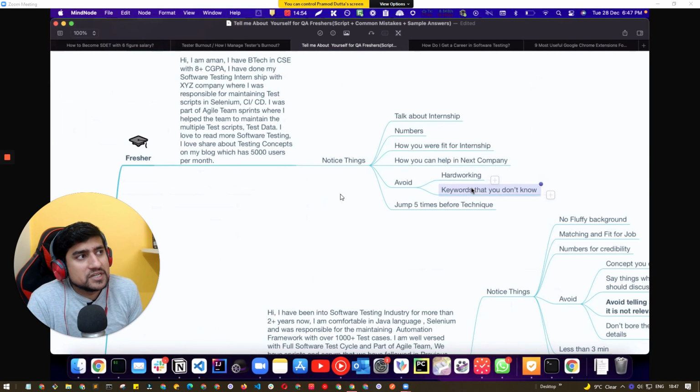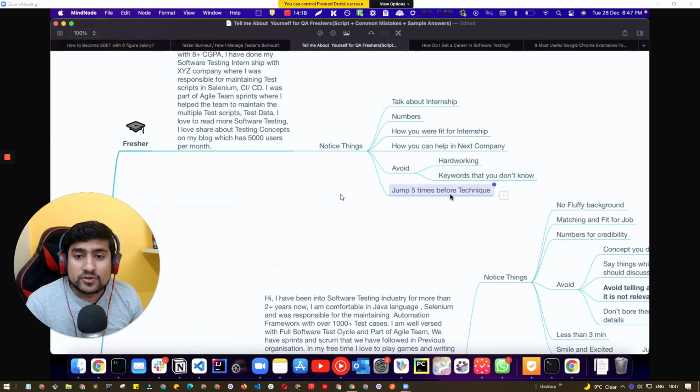Also avoid keywords you don't know. Keywords you don't know basically means a fresher will say, "I know Java and Spring Boot. I have worked on Spring Boot too." But the next question, trust me, will be related to Spring Boot. So if you don't know it, don't mention it, especially if the job keywords never mention that you need to know Spring Boot. But if you don't have anything else to say, then mention it.